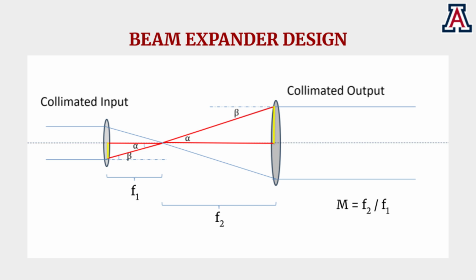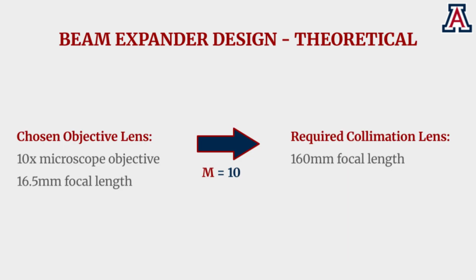Armed with knowledge of how a beam expander works, we can now proceed. For our experiment, we required a beam expander that could provide at least 10x beam expansion ratio. We chose a 16.5mm focal length microscope objective lens as our first element in the beam expander, meaning we would need a collimation lens with at least 165mm focal length.